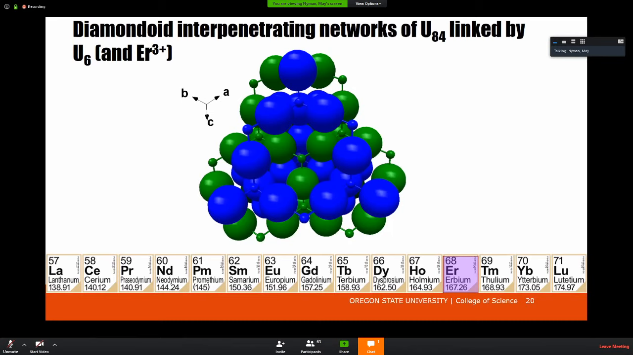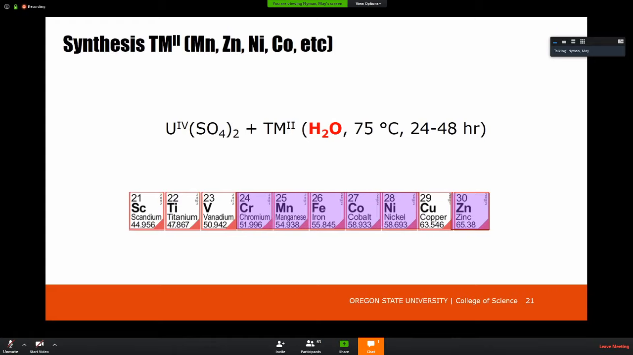So the blue is one network and the green is the other network. And where's the erbium? The erbium, again, in a monomeric form, bridges these clusters together in the tetrahedral arrangement. Okay, so in a moment we'll summarize what's the periodic trend here. But first, let's take a look at what happens with transition metals as our counterions now.